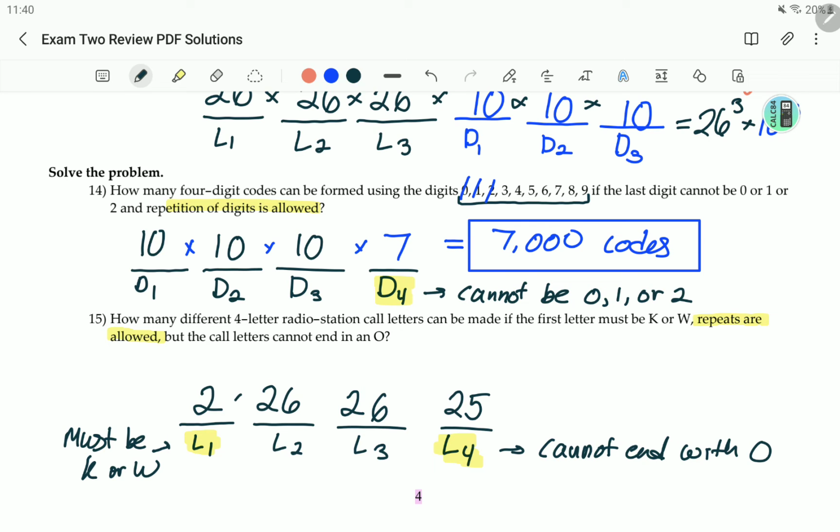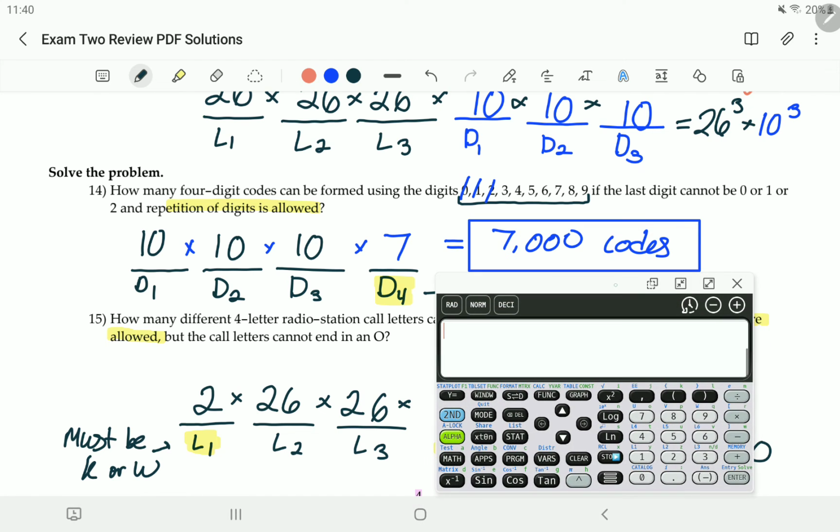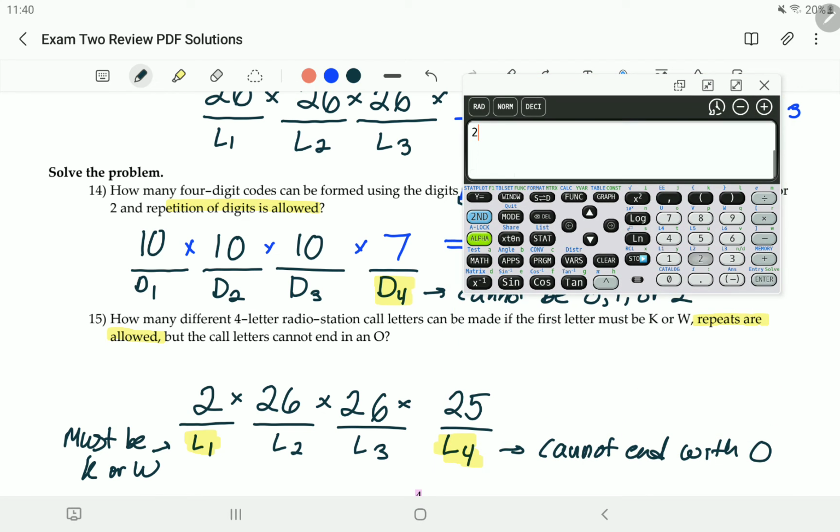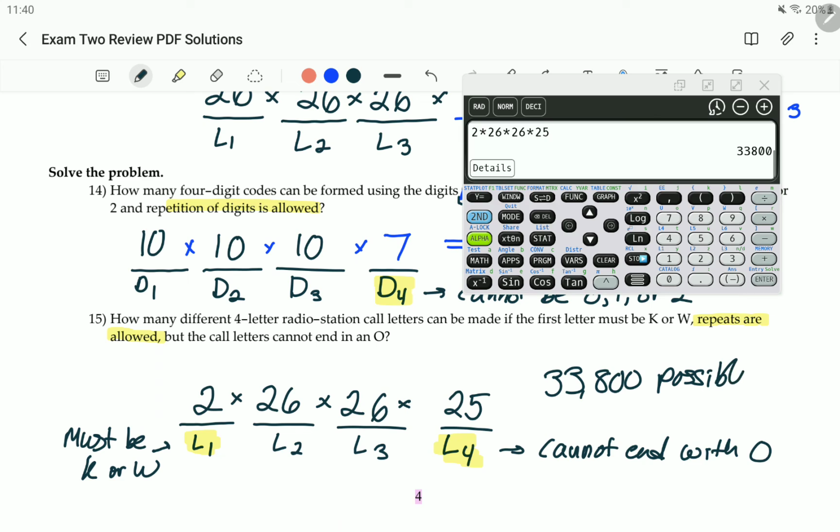And once again, we can multiply to find out how many possible radio station calls we can have. Open up our calculator. Let's multiply 2 times 26 times 26 times 25. And that's going to equal 33,800 possible call letters. Radio calls, whatever. You get the gist.